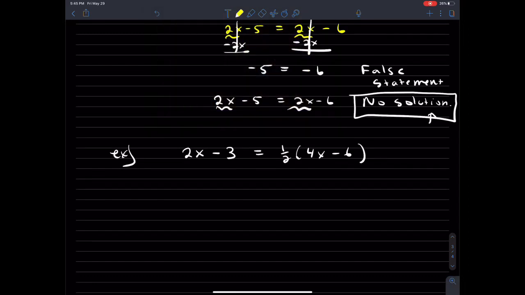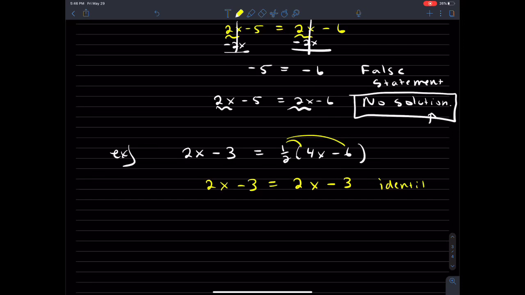So we definitely want to clear our parentheses here. So we distribute a half. Half of 4 is 2x. Half of 6 is minus 3. And on the left, I have 2x minus 3. Now, we can go and try to isolate our variable, but look at both sides. We have 2x minus 3 on the left, 2x minus 3 on the right. They're identical. It's kind of like an identity.